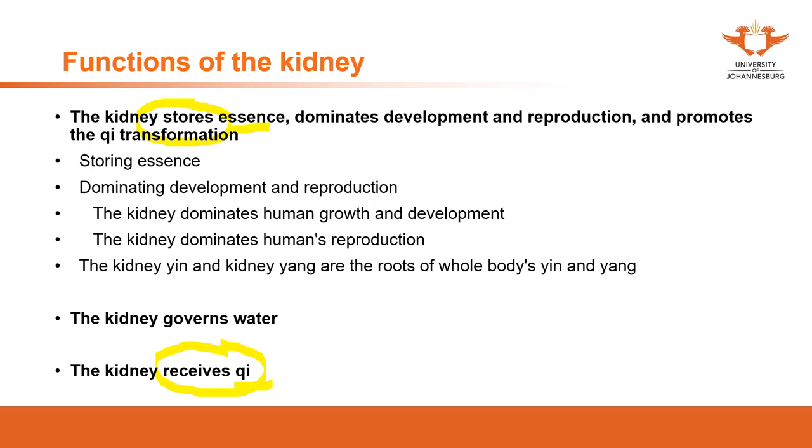The patient may present with dysfunction of these three aspects, for example, the edema, the tachycardia, or short of breath, or the storing function of the essence. Specifically, in males, the patient may present with spermatorrhea, premature ejaculation, or in females, irregular menstruation.